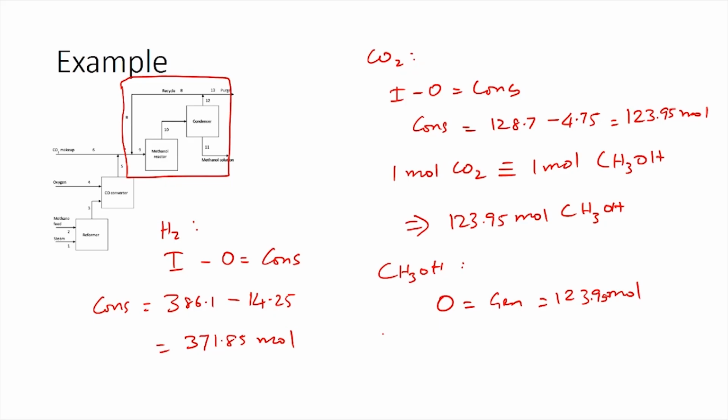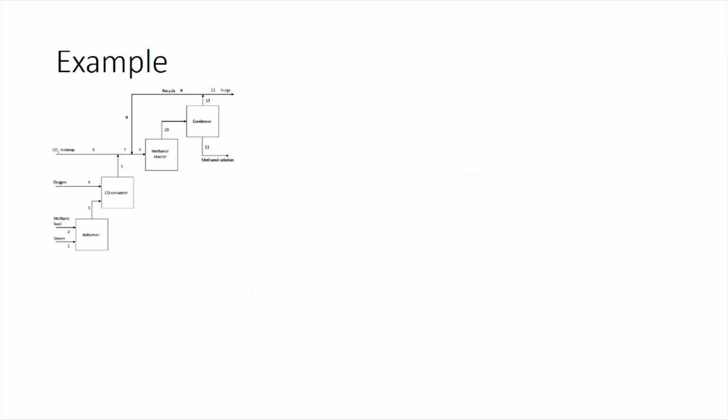So, 123.95 moles of methanol is actually equal to 3966.4 kilograms of methanol. We also need to calculate the amount of water which is present in the stream, so that we can calculate the composition of stream 11. How much water would be present?